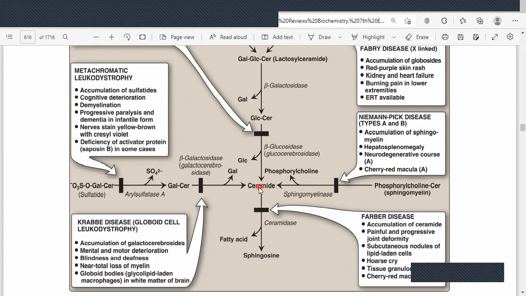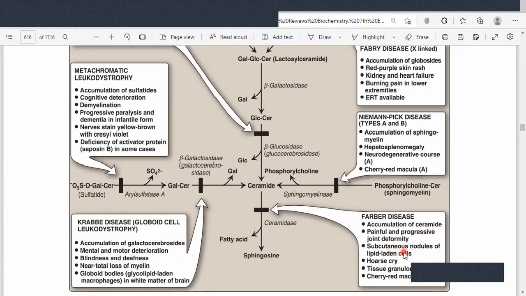Ceramide. I remember I said ceramide is N-acyl sphingosine. Now, ceramide is broken down by ceramidase, where we remove your fatty acid and you remain with the sphingosine. Now, if you have deficiency of ceramidase, you have Farber disease. Don't confuse it with Fabry. This is Farber disease, accumulation of ceramide, painful and progressive joint deformity.